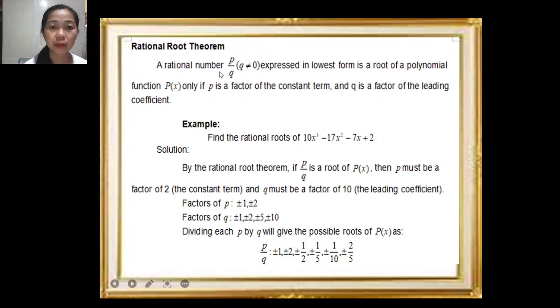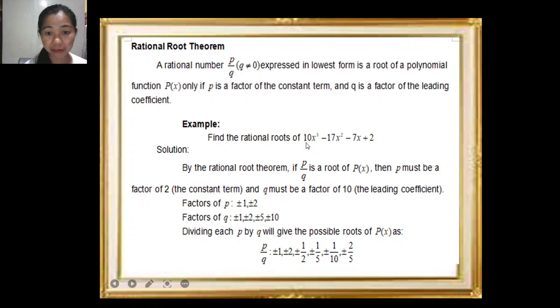A rational number P over Q wherein Q is not equal to 0 expressed in lowest form is a root of a polynomial function P of x only if P is a factor of the constant term and Q is a factor of the leading coefficient. So, para mas maintindihan kung saan nanggaling si P and Q, ito yung example. Find the rational roots of 10x cubed minus 17x squared minus 7x plus 2.